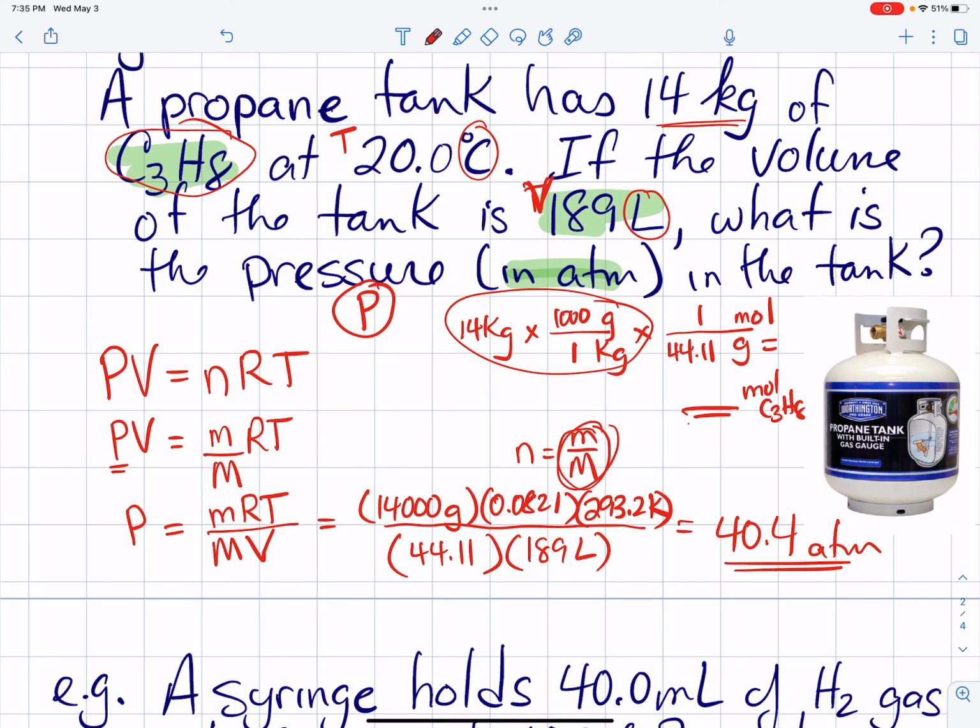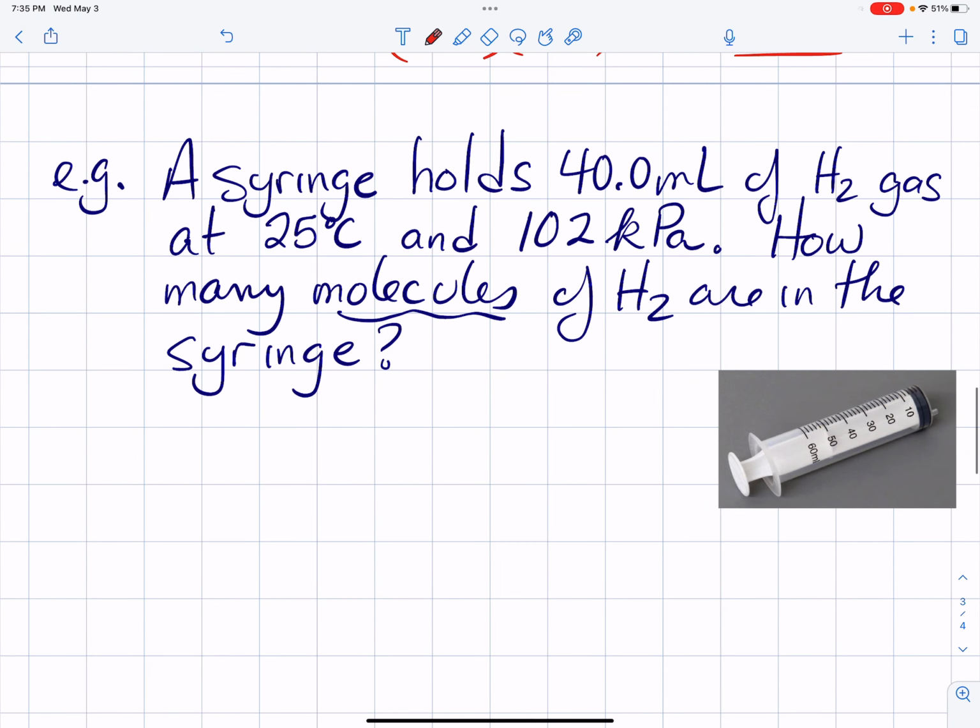All right, so the ideal gas law is used when you have just one set of conditions. Let's do one more problem. A syringe holds 40 milliliters of hydrogen gas at 25 degrees, 102 kilopascals. How many molecules of hydrogen are in that syringe?